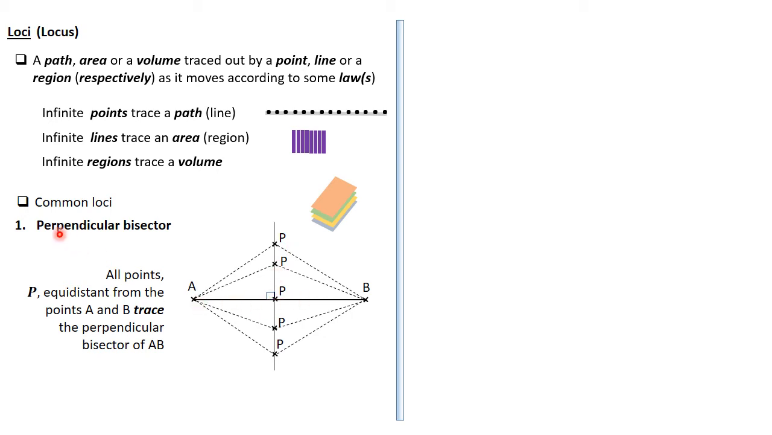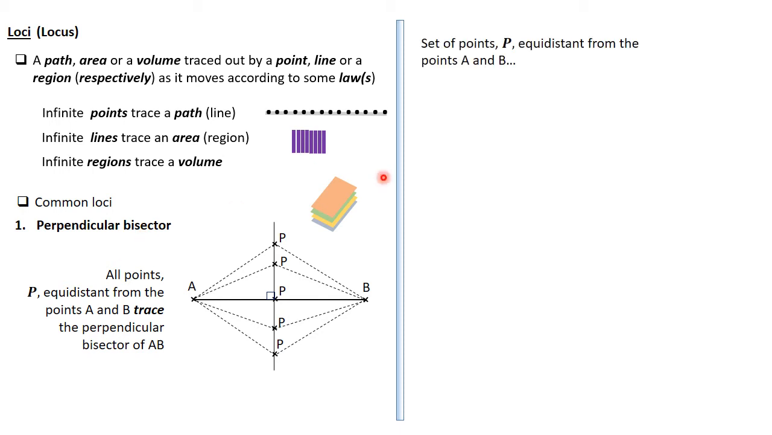And by the way, perpendicular bisector has two important words in that statement. Perpendicular means that line meets the line AB at 90 degrees. That's a right angle. Bisector means divides the line AB into two equal parts. So the two words are really key just to define what you're talking about.